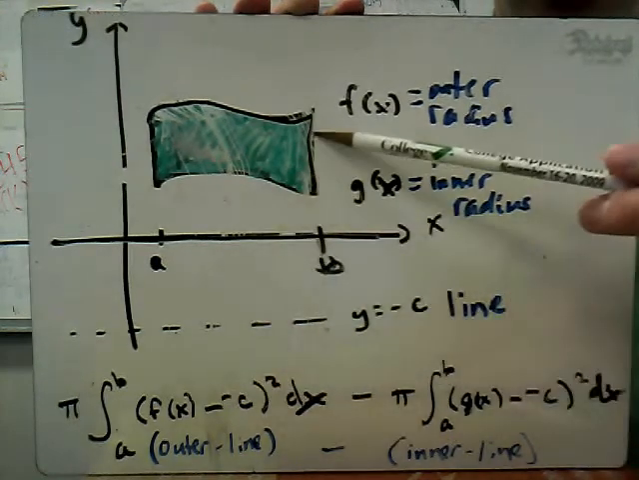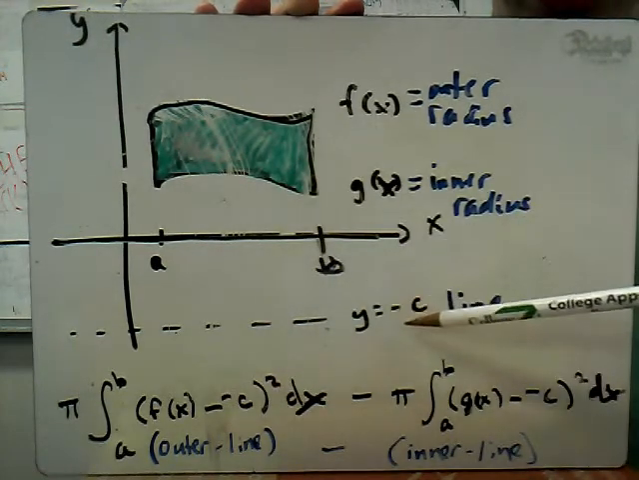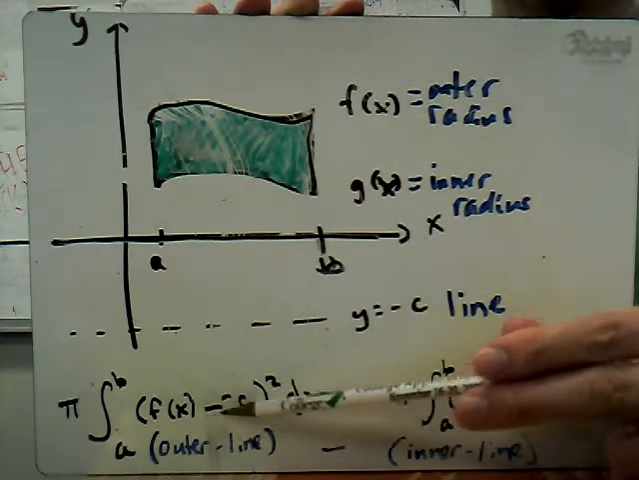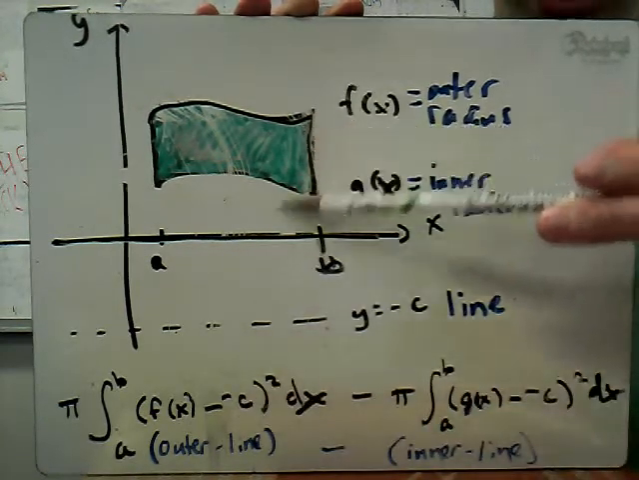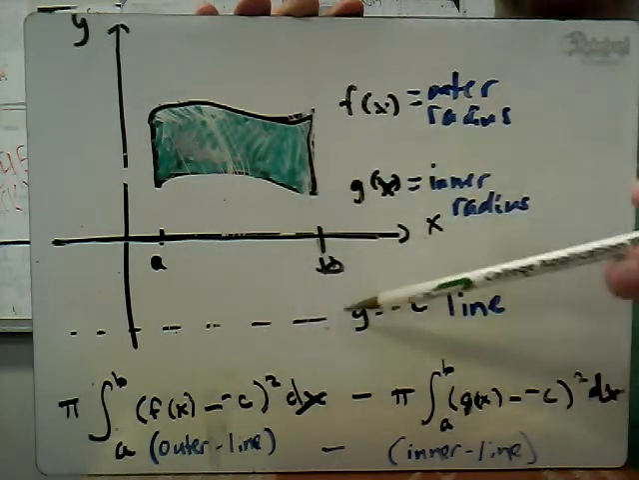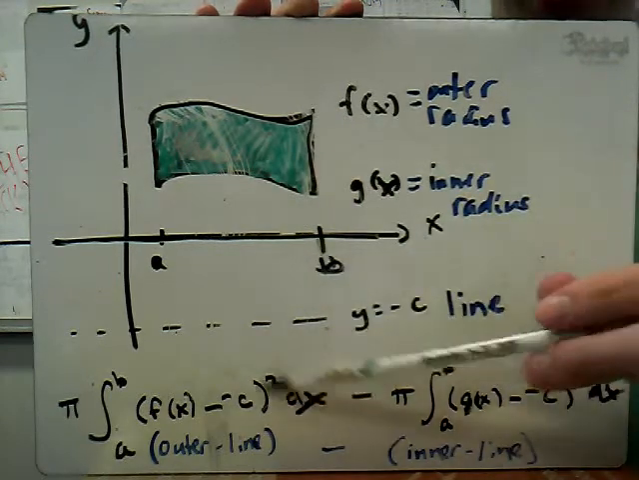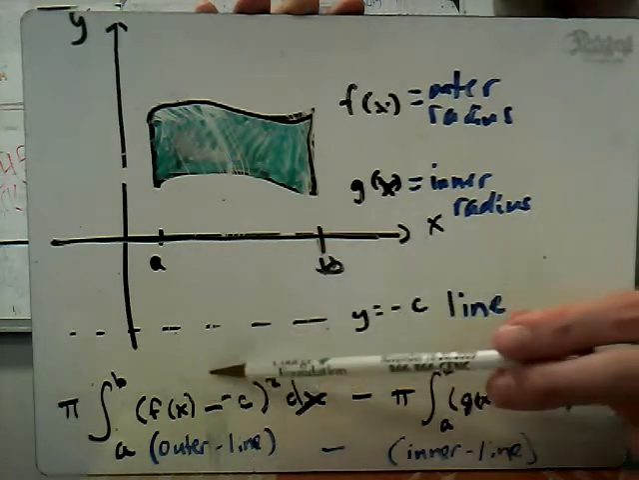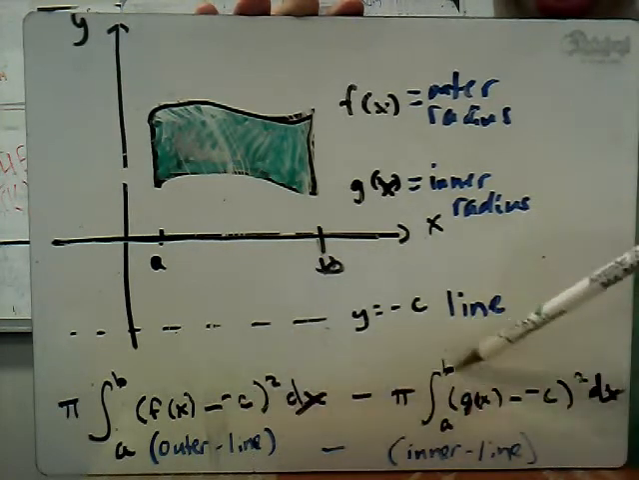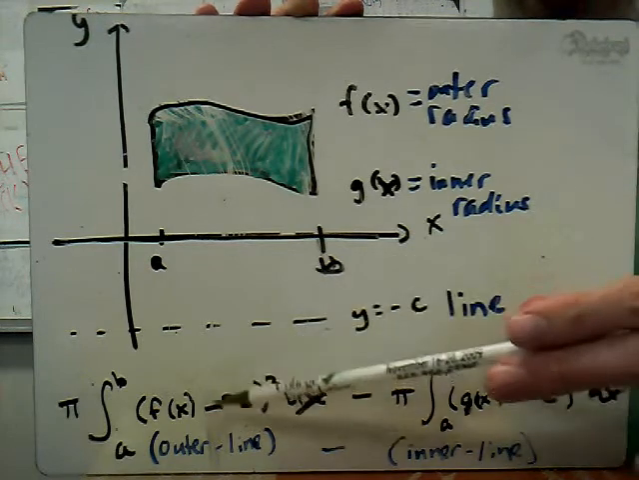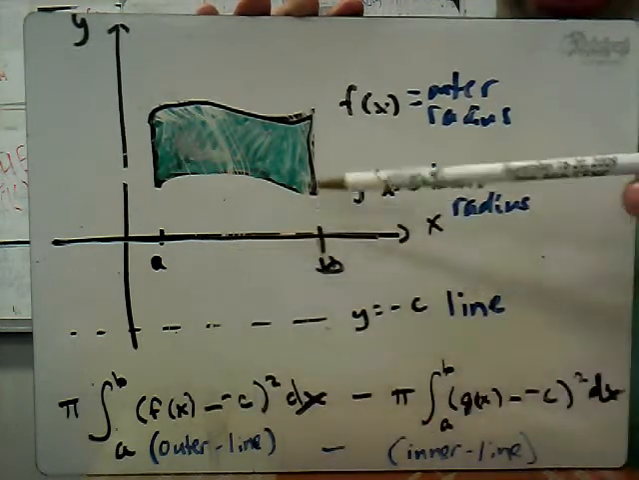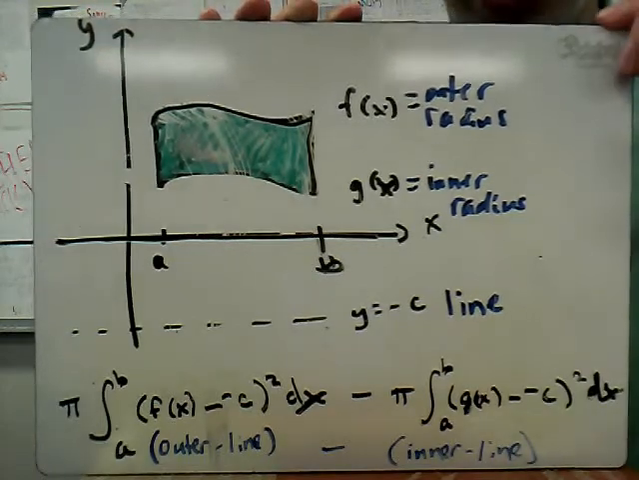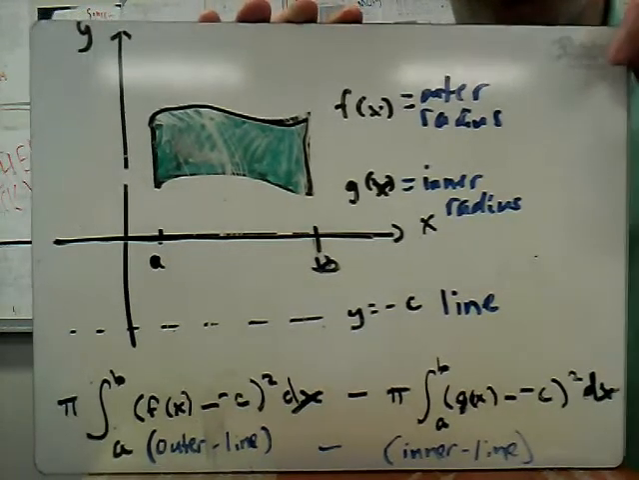Another way of looking at it is f of x minus the line will form our difference between the two functions that forms the actual radius here, f of x minus negative c. So again, we do outer minus line, inner minus line, so we get f of x plus c squared, g of x plus c squared. We will integrate both of those from a to b and multiply by pi. This is the case if we have the line below the two functions.